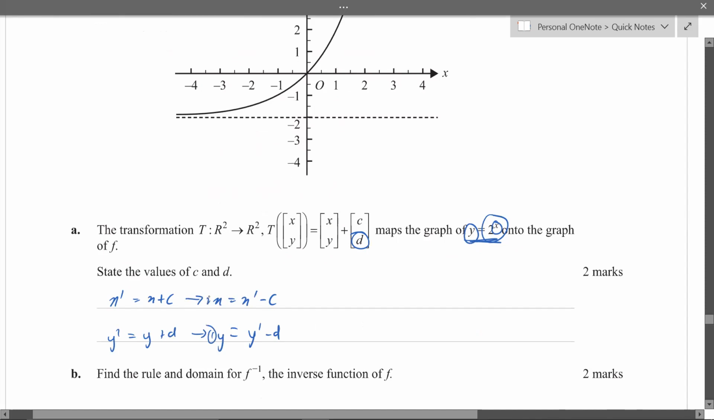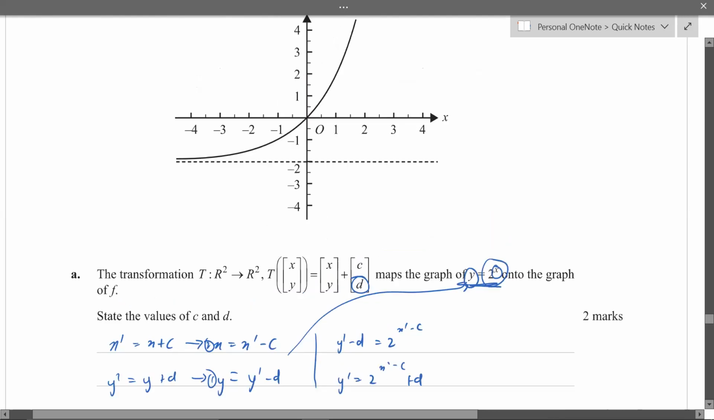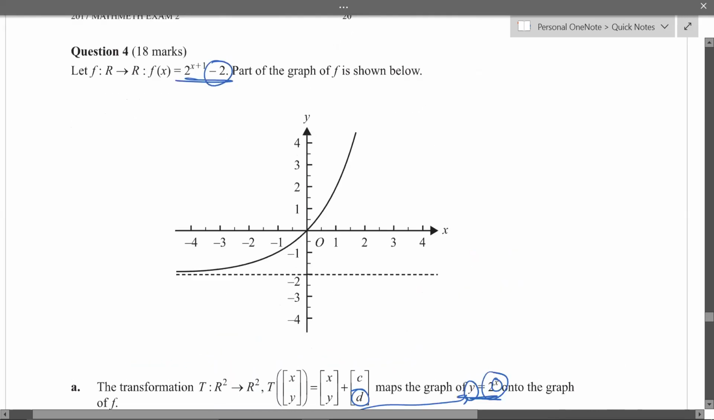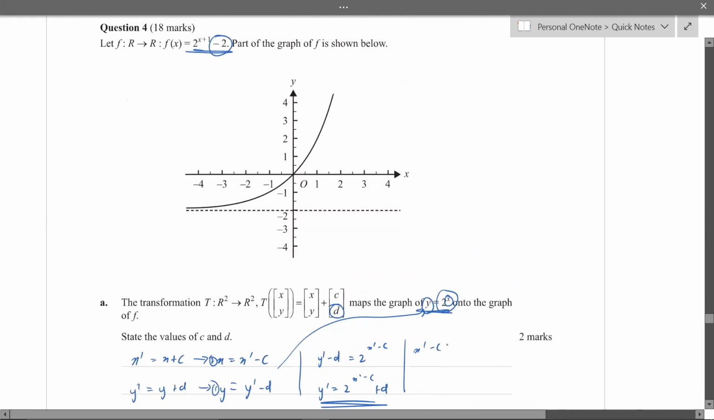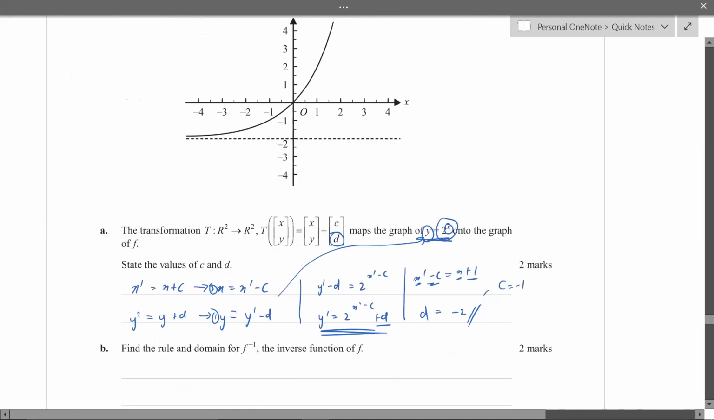So you can sub those into here. So y dash minus d equals 2^(x dash minus c), y dash equals 2^(x dash minus c) plus d. And then we can compare this to our original function. So x dash minus c equals x plus 1, but the x's are the same. It's just been written like that. So that means negative c equals 1, so c is negative 1. And if we compare the y translation, d is just negative 2.